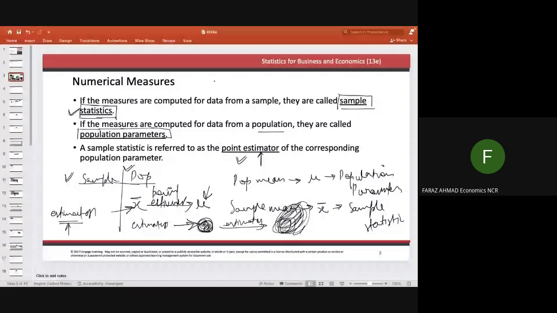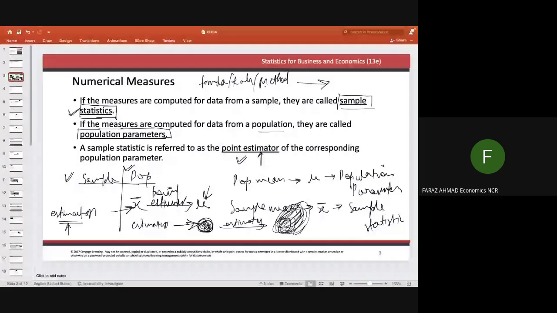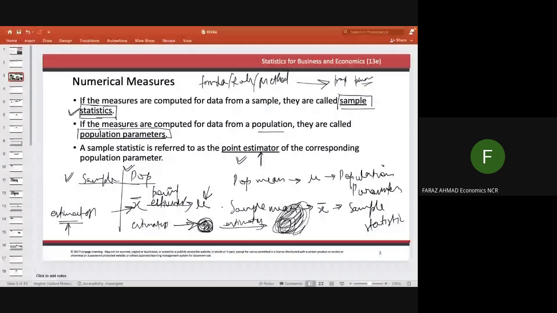So if somebody asks you how to define an estimator, you would say an estimator is some formula, some rule, some method which allows us to say something about a population parameter, right? So there should be some formula, some rule, some method, and an estimator is that rule or method through which we can say something about a population parameter. So sample mean has a lot of information about population mean, although we have only a subset of population in the data.